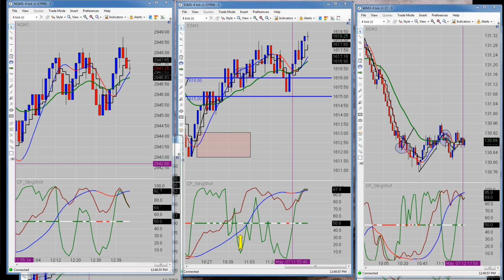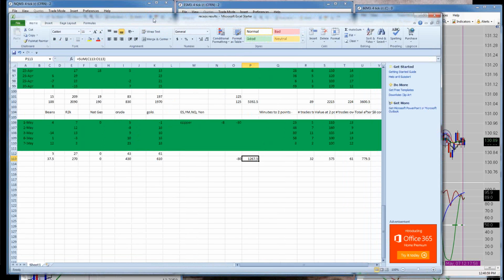Today, overall, Frank, on how many trades? Here's the spreadsheet. 61 trades so far this month. 12 trades today. That's it.